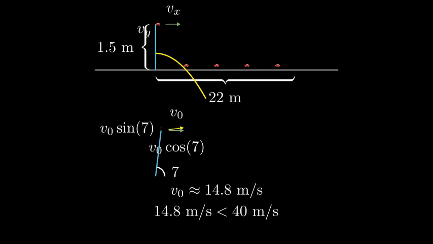This is much less than the 40 meters per second needed with the horizontal ramp, showing how the ramp angle helps reduce the required speed.